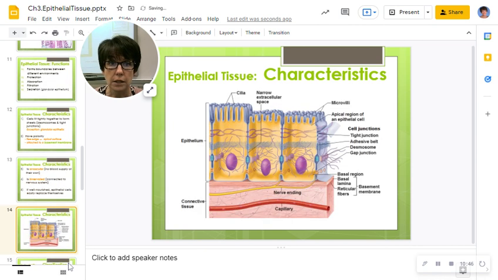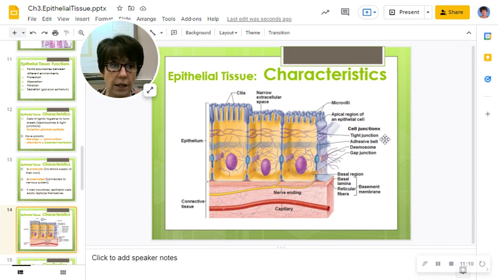All right, so let's take a look here. This is an example of what I mean by these cells that have polarity to them. This is fairly common. This is an example of some cells here that have microvilli on the one end, or sometimes they can have cilia there as well. So we can have microvilli or cilia extending from these epithelial cells.